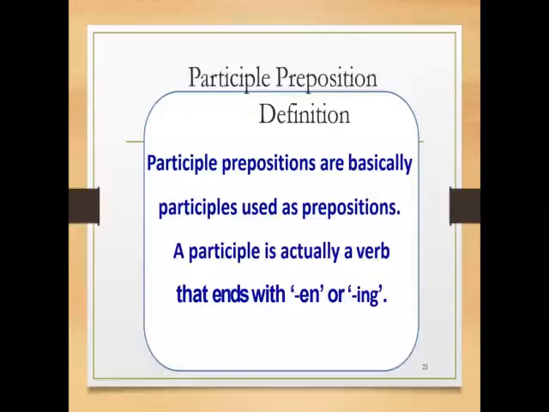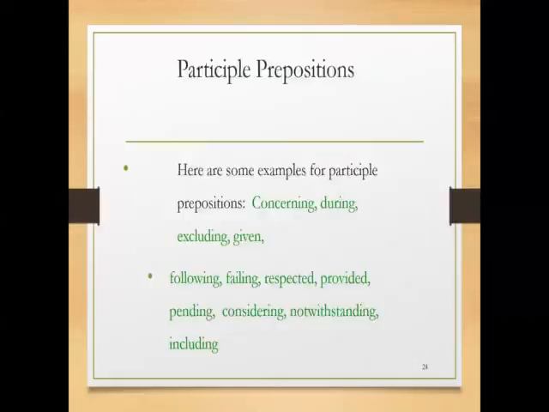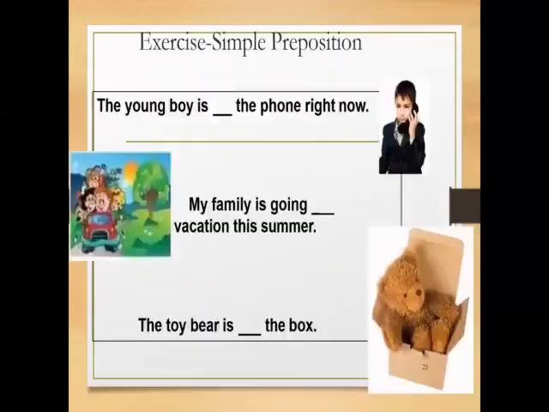Participle preposition. Participle prepositions are basically participles used as prepositions. A participle is actually a verb form that ends with en or ing. Here are some of the examples for participle prepositions: concerning, during, excluding, given, following, failing, respected, provided, pending, considering, etc. Here are some of the exercises which you can do.